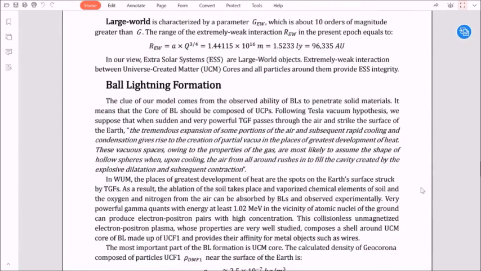Very powerful gamma quanta with energy at least 1 megaelectron volt in the vicinity of atomic nuclei of the ground can produce electron-positron pairs with high concentration. This collisionless, unmagnetized electron-positron plasma, whose properties are very well studied, composes a shell around the UC matter core of ball lightning made up of UC fermion 1 and provides the affinity for metal objects such as wires.